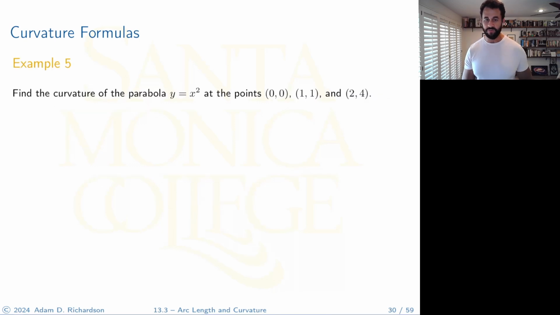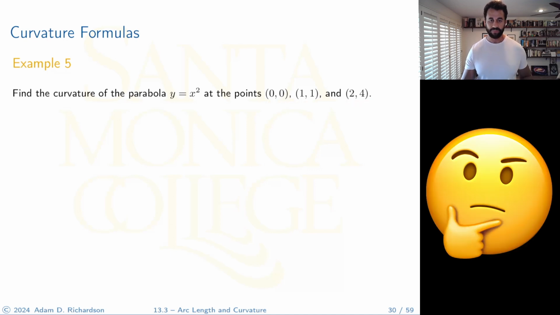Okay, here's another one for you to try. I want you to try this one on your own. Find the curvature of the good old parabola y equals x squared, everyone's favorite, and find the curvature in general, and then find the curvature at the points (0, 0), (1, 1), and (2, 4). So think first about how you're going to try it.